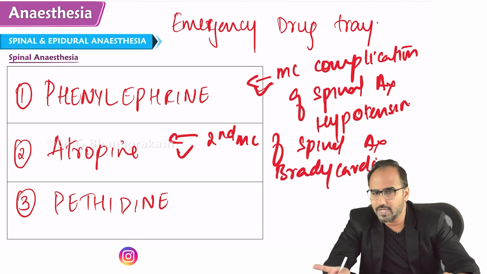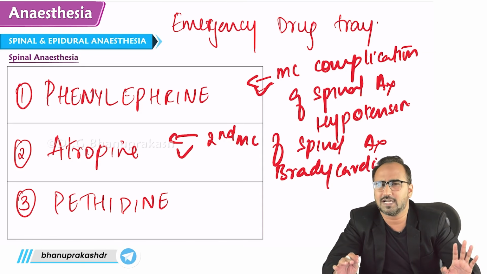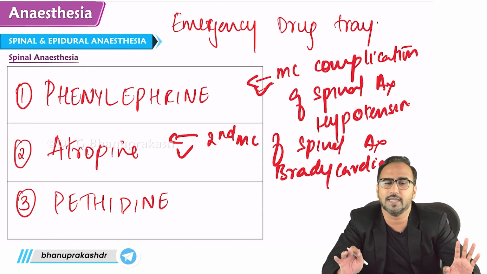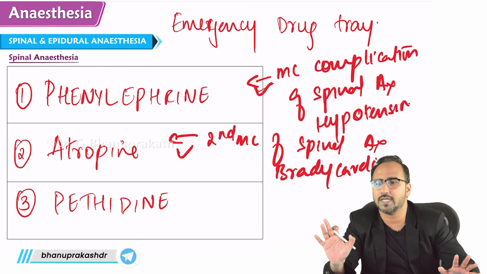So you have given phenylephrine for hypotension, you have given atropine for bradycardia. So now you are totally happy that the patient is not having any other complication, but whenever you are happy, the patient will show a complication.